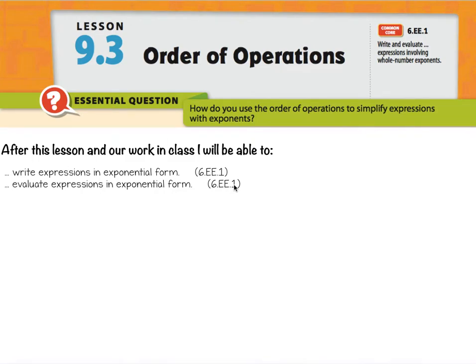Welcome to Module 9, Lesson 3, Order of Operations. Today we're going to talk about how to write expressions in exponential form, and then how to evaluate those expressions in exponential form. But now we're also going to include all the other operations as well. So we're going to talk about what happens when you have multiple operations, including exponents, all in one problem.